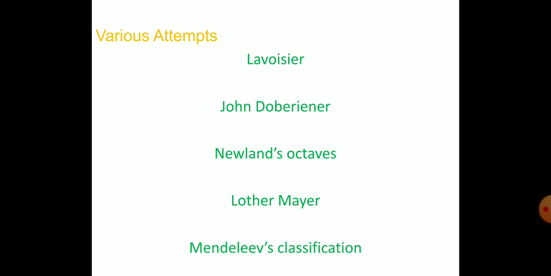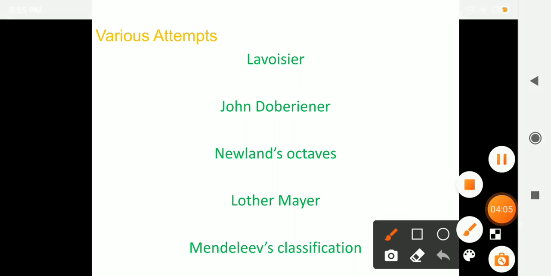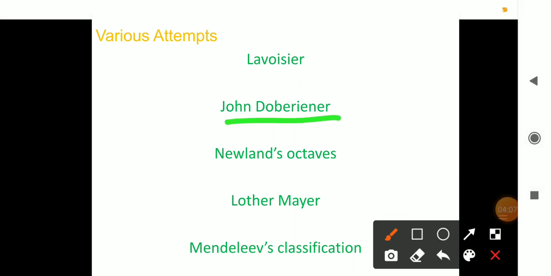The first attempt at classifying elements was made by a scientist called Lavoisier. Then secondly, John Dobereiner. About John Dobereiner also we have studied in 9th standard. He arranged the elements as a set of 3. If we look at the arithmetic mean of the atomic mass of the middle element, it will be equal to the average of the atomic masses of the other 2 elements, which we have seen in the 9th standard itself.